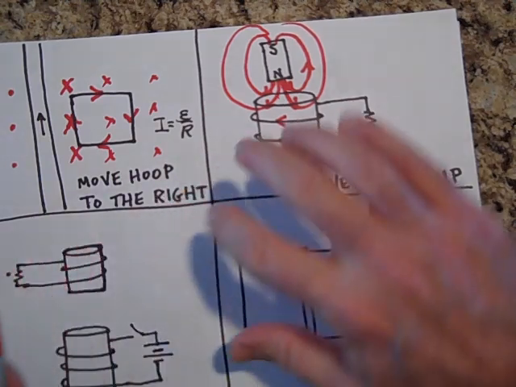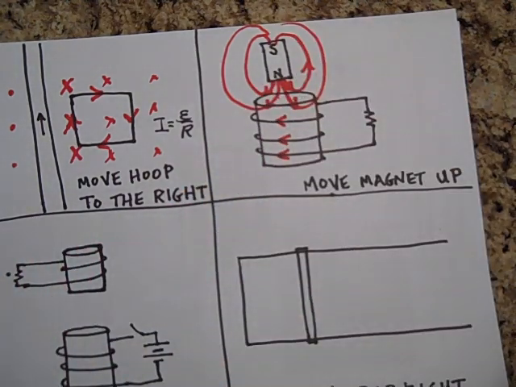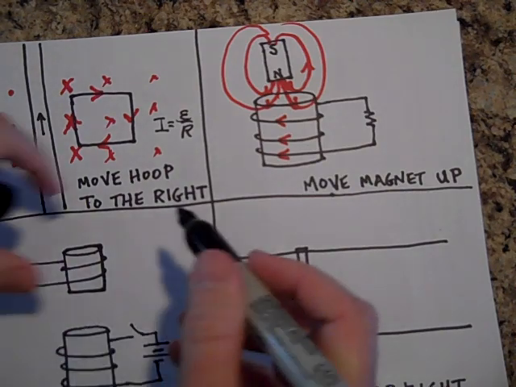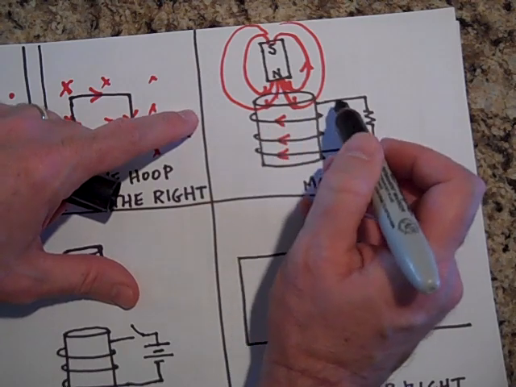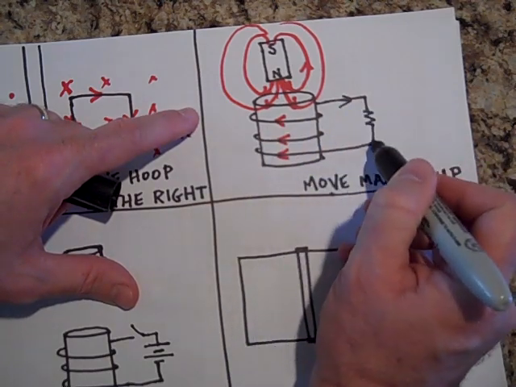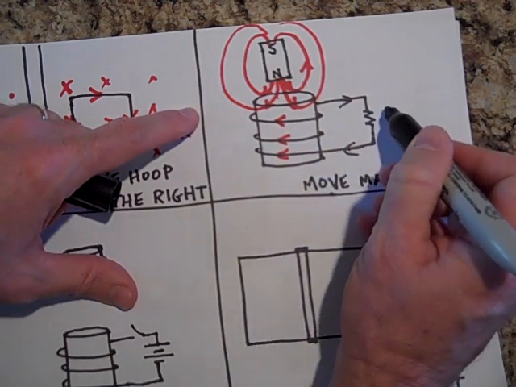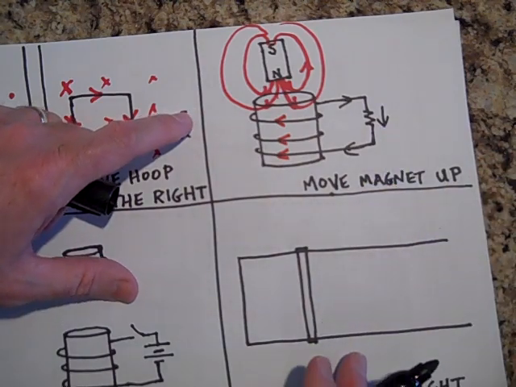Doesn't that give me a downward field? It sure does. And so that means that the current is going to be going like this. It's going down through this resistor. Okay?